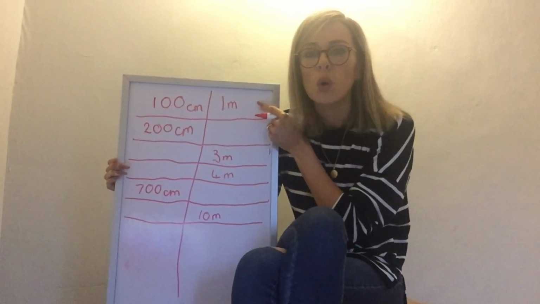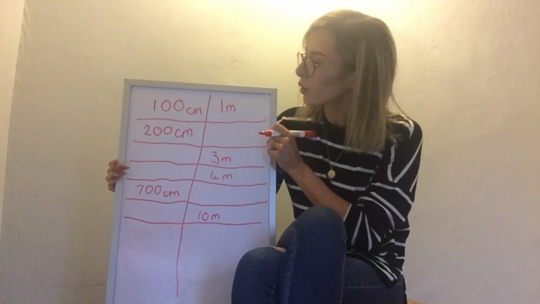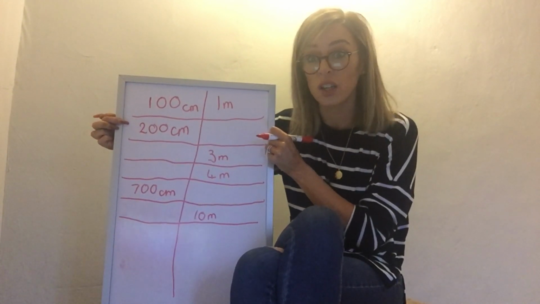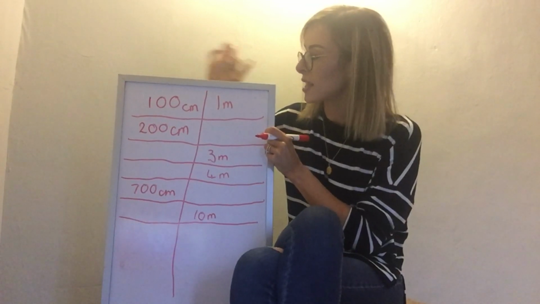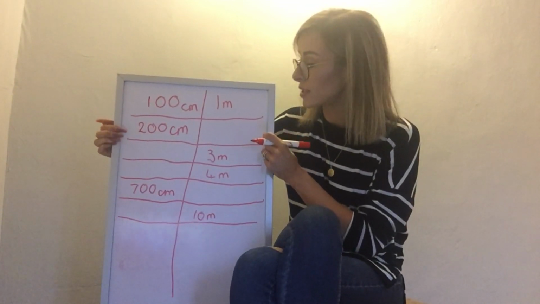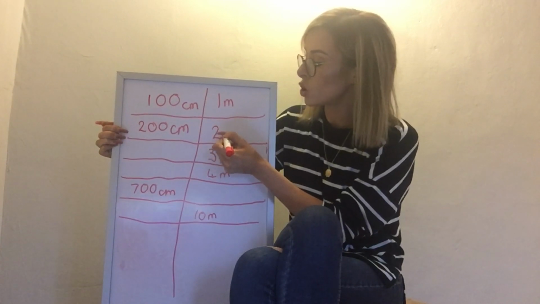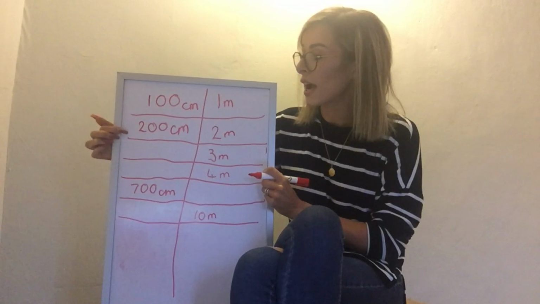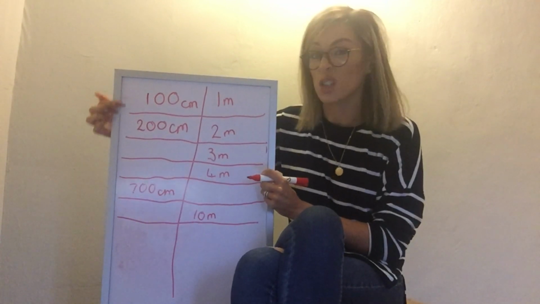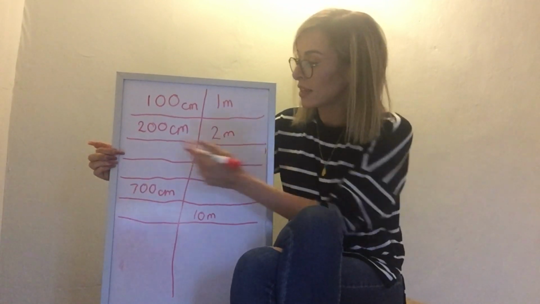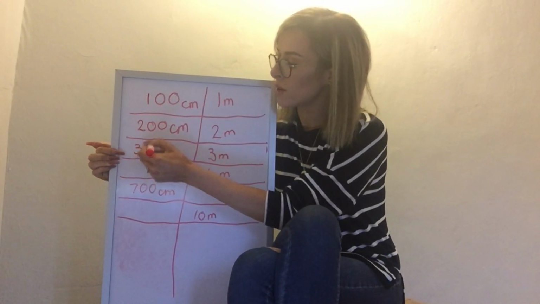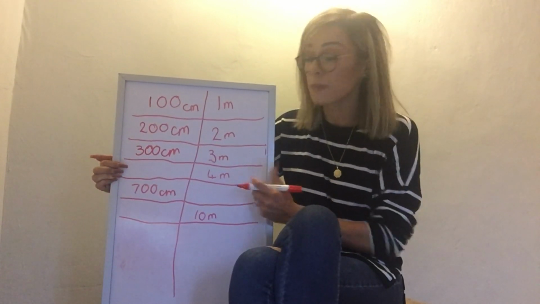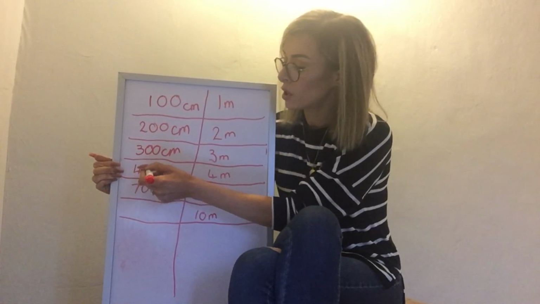I started with a fact that I know. Now, can you see here I've used doubling. I've doubled 100 to get 200. So if 100 centimetres is 1 metre, 200 centimetres must be 2 metres. Now I'm going to go up another jump. I could add these two together, or I could just follow the pattern. So 3 metres must be 300 centimetres. And 4 metres must be 400 centimetres.